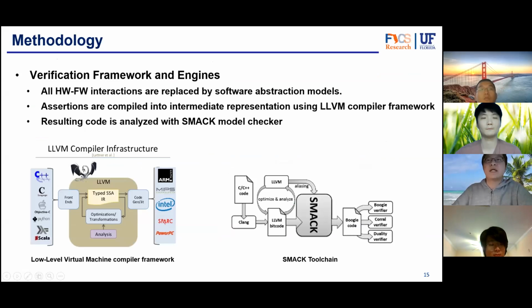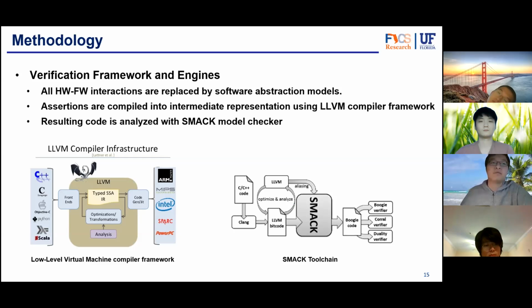Next is the verification framework and engines. The high-level security properties are broken down into assertions at the source code level. All hardware and firmware interactions are replaced by software abstraction models, and assertions are compiled into an intermediate representation using the LLVM compiler framework. The resulting code is then analyzed with the SMACK model checker. Any scalable model checker that supports verification of multi-threaded C code can be used for our purpose.